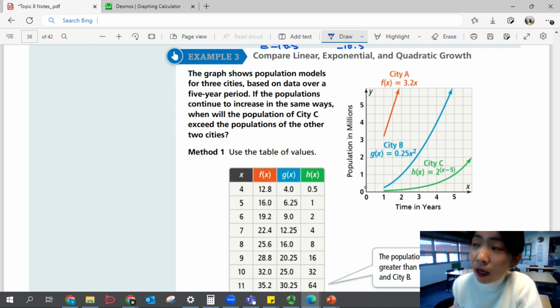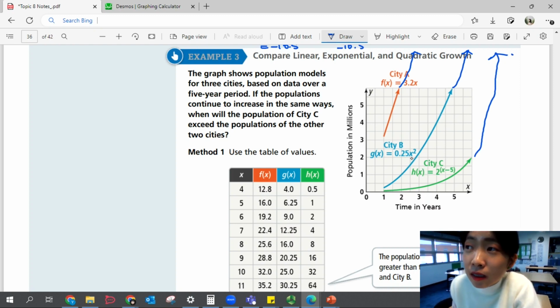Let's look at city C. It looks like it's a very slowly increasing line, but it is an exponential function, and exponential functions will speed up really quickly later. City B has a quadratic function, city A has a linear function, right? So you can imagine it keeps growing that way, and then this one will have a curve, right? And then at some point, city C is going to exceed the populations of the other two cities.